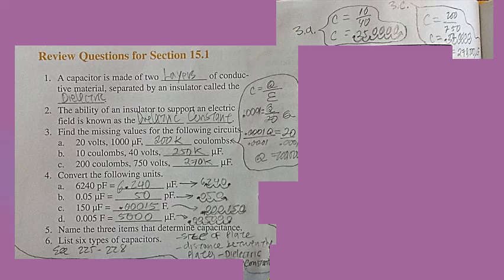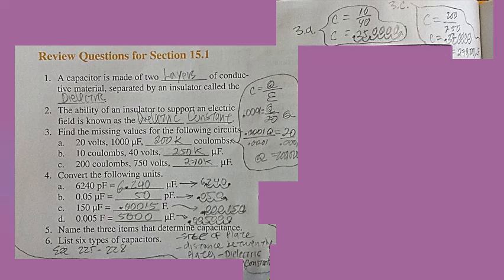All we have to do in this case is move the decimal point 3 spaces to the left. In this case, we're left with 0.00624 microfarads. In the next problem, section B, we have 0.05 microfarads converted to picofarads.